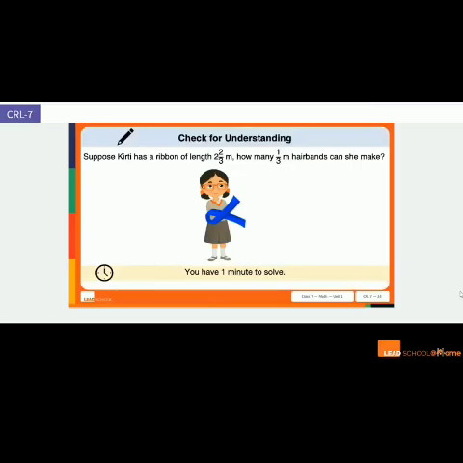Now, it is your turn to try a division problem. Suppose Kirti has a ribbon of length 2/3 meters. How many hairbands of 1/3 of a meter each can she make? You have 1 minute to solve.